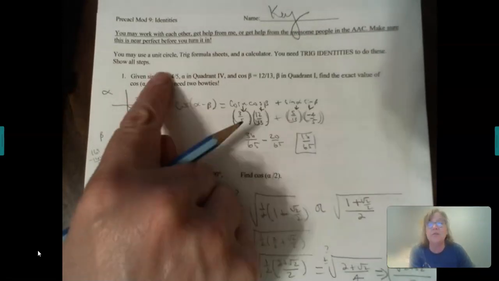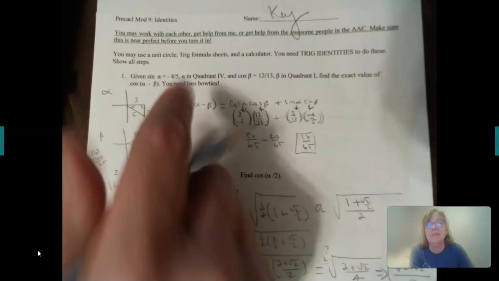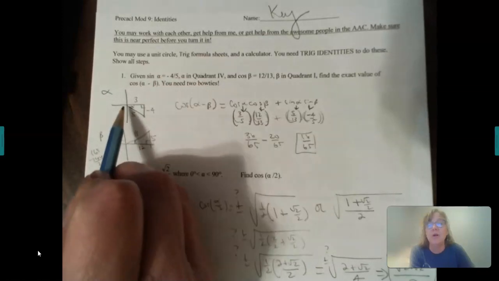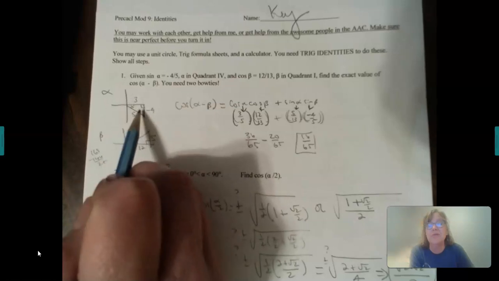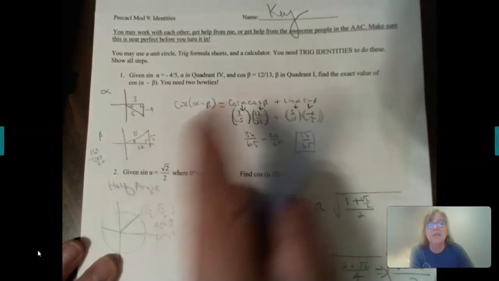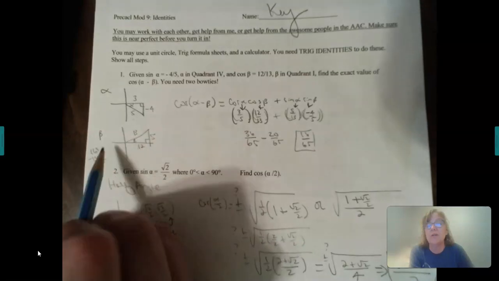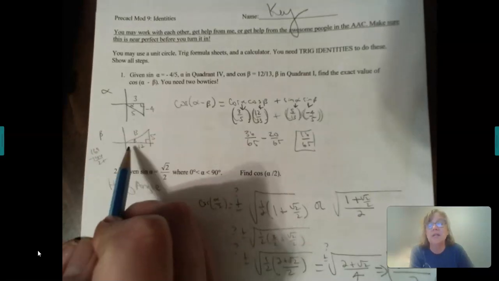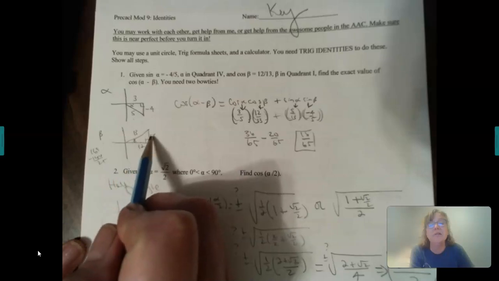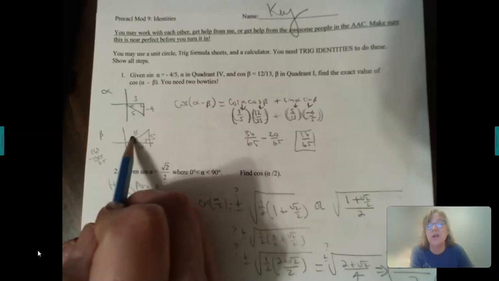Now, why do I need the bow tie? Well, because this is sine and it is in quadrant 4. So I do opposite over hypotenuse, and I know it's a 3, 4, 5. You could do Pythagorean theorem. And then the other one's in a different quadrant. Beta is in quadrant 1, and it's what? Cosine. So adjacent over hypotenuse.